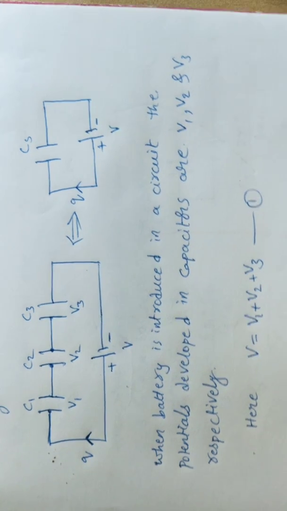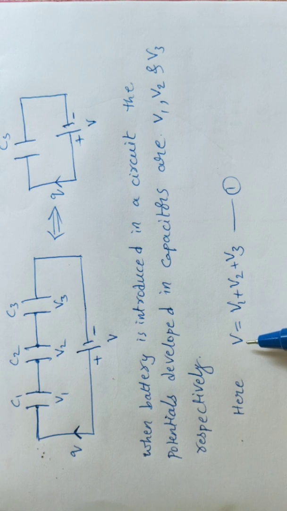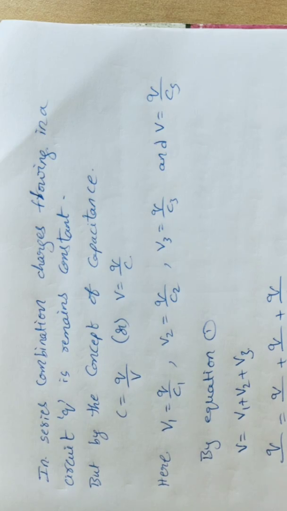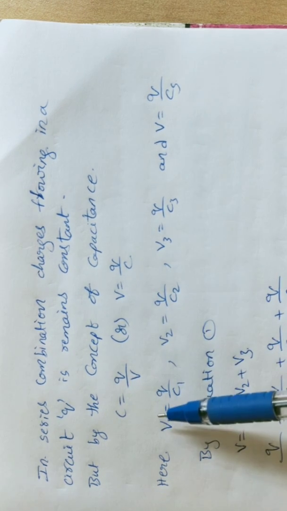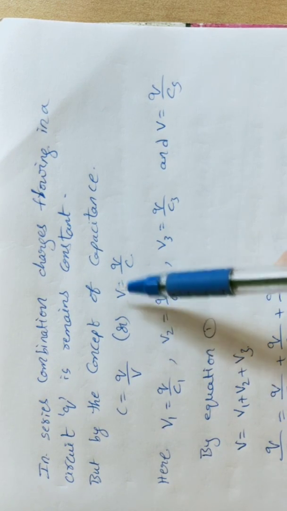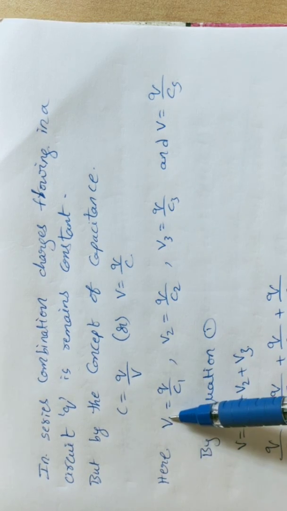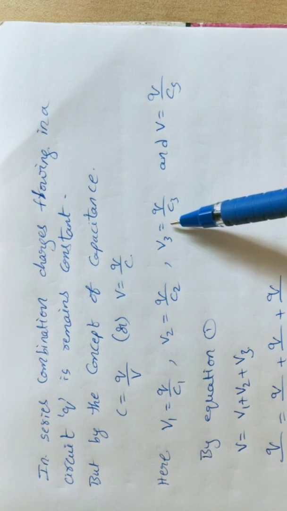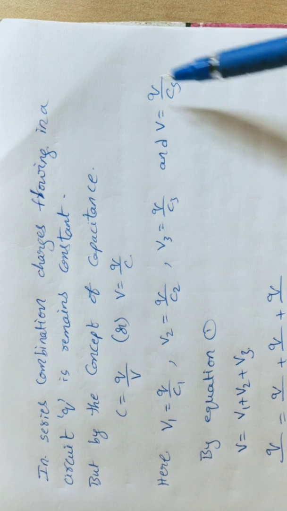So the total potential in this circuit is V equals V1 plus V2 plus V3, developed in the 3 capacitors. Let me call that equation 1: V equals V1 plus V2 plus V3. So friends, now we already know the capacitance concept. By the concept of capacitance we have one fundamental relation, C equals Q by V, which we can write further as V equals Q by C. Here V1 is developed in the first capacitor, V2 in the second capacitor, V3 in the third capacitor, and V is for the entire circuit.